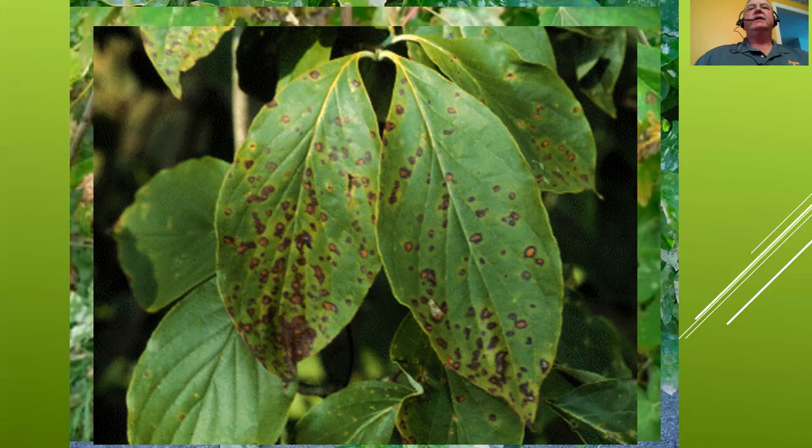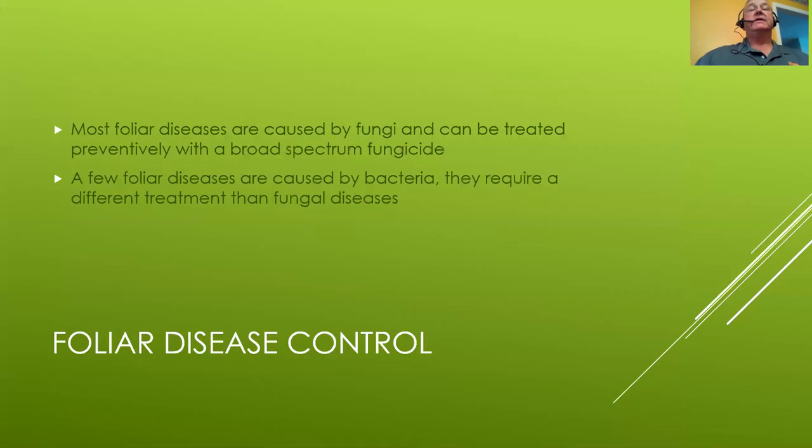Okay, because it is taking away that green tissue, the total quantity of green tissue, and when stresses start building up over time, if this happens time and time again, it can weaken the plant and shorten its life cycle or its lifespan in the whole process. So, what can you do for some of these foliar diseases? Well, the bulk of those are caused by fungi, and they can be treated preventatively.